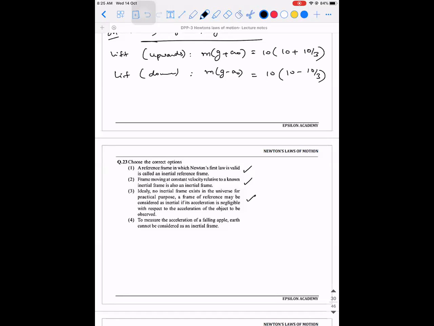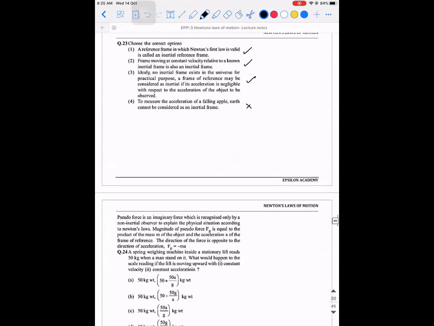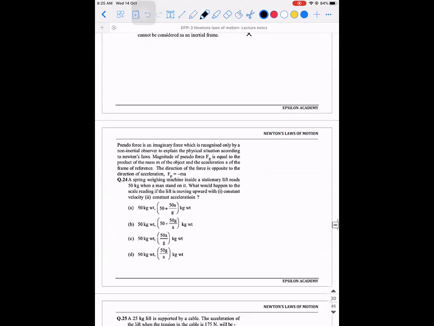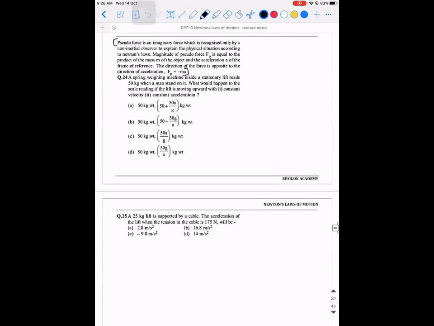Look at the fourth one. To measure the acceleration of falling apple, Earth cannot be considered as an inertial frame. It's not correct, because Earth is also considered as an inertial frame. Okay. So here some theory is given. It's like comprehension type question. So do the 24th. Make it fast.